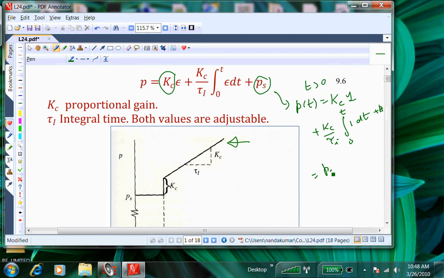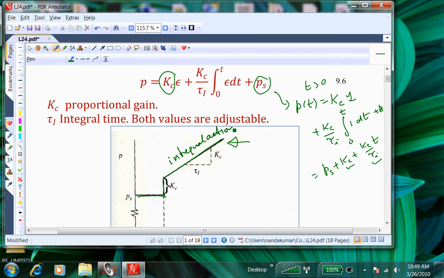So that will give you PS plus Kc divided by tau I times t. Integral of 1 dt is t. Okay? And that's what this upper graph is. PS, initially it was at PS. At time t equal to 0, we put a step change in the error. So that immediately gives you a Kc, so plus Kc instantaneously. And then there is a linear variation with time. That part is the part due to the integral action.